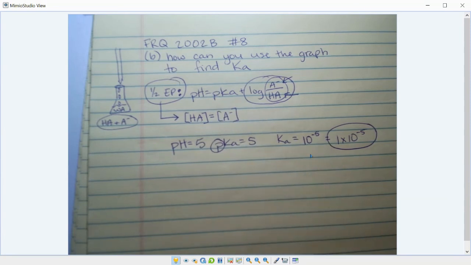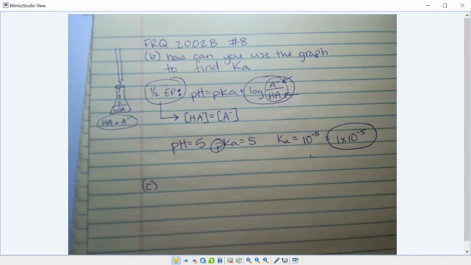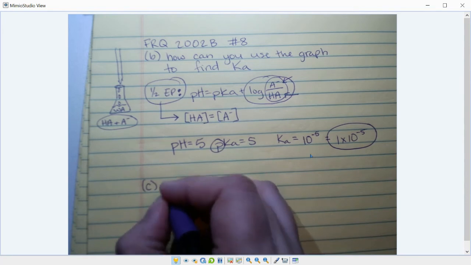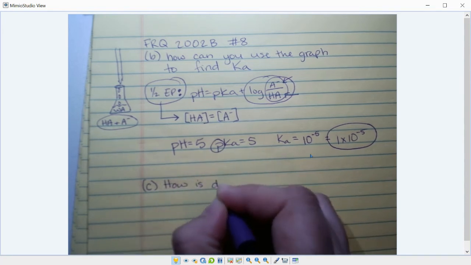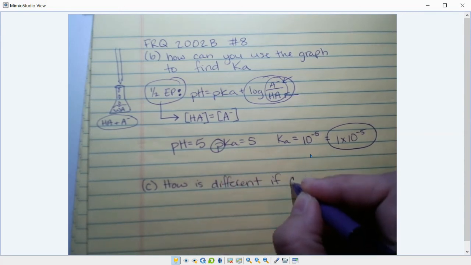Okay. The last question that Kayla sent over to me came from that same free response, from part C. And it says, on the graph, sketch the titration curve that would result if 25 milliliters of 0.1 molar HCl were used instead of 0.1 molar HA. So essentially, they're asking us to identify how is it different if the acid is strong.